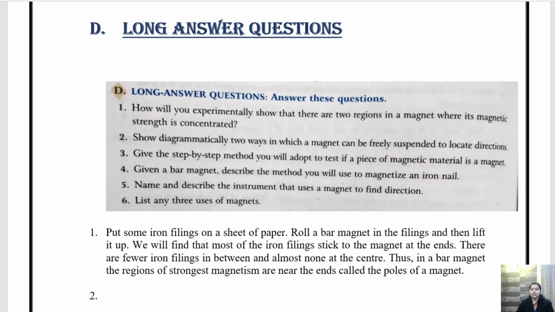Now moving ahead with the long answer questions, children. Long answer question number 1. How will you experimentally show that there are two regions in a magnet where its magnetic strength is concentrated? So what is the question saying? You have to prove it experimentally that if there is a magnet, its magnetic strength is concentrated at two ends. तो ये हम कैसे prove करते हैं?